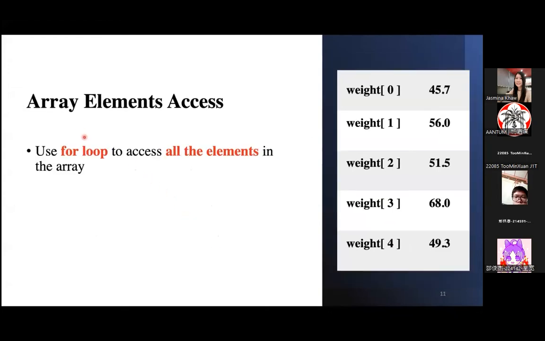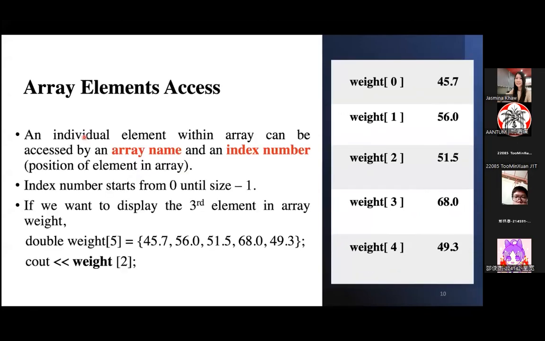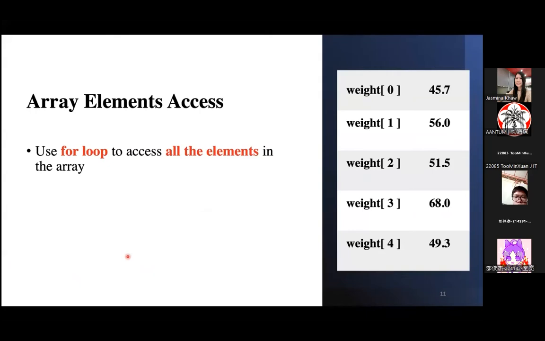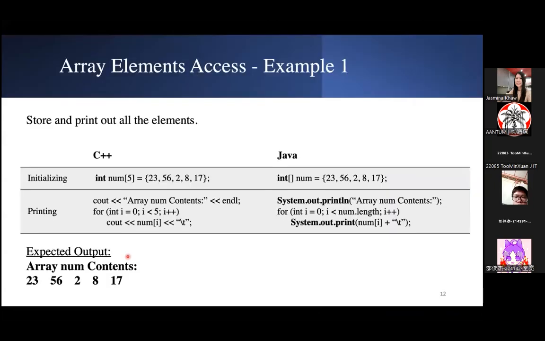In order to access all of the values inside the array, we can use for loop. We can use for loop to access all of the elements in the array. Instead of listing one by one the index number, we can just use for loop, and we need to have an update statement to increase the index number for each of the loop so that we can access all of the elements. So here we have the example of using for loop to display the value inside the array. Here we need to store and print out all of the elements.